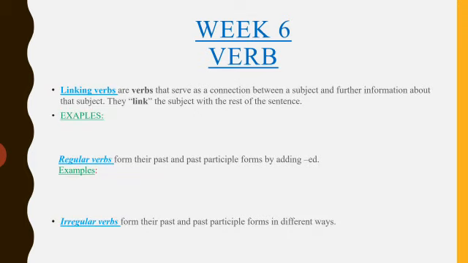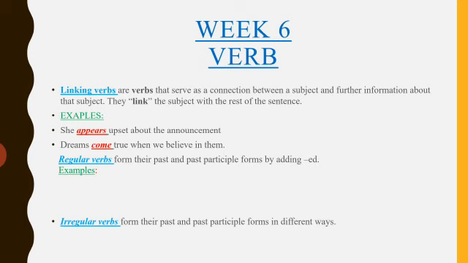Linking verbs are verbs that serve as the connection between a subject and the further information about that subject. They link the subject with the rest of the sentence. The examples are: she appears upset about the announcement, and dreams come true when we believe in them. In both these sentences, appear and come are the verbs, but over here they are linking she and dreams with the rest of the sentence.